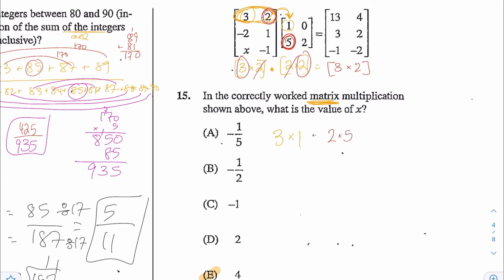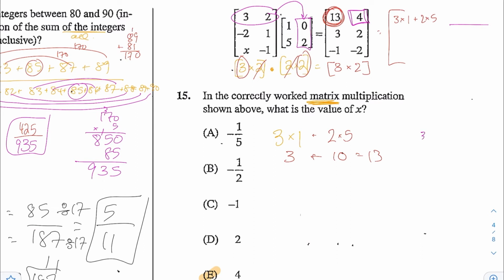So it's really just multiplying and adding. And that's 3 plus 10, so you get 13. And that's where that 13 comes from. So it's 3 times 1 plus 2 times 5. All right, and then for the next number, for that 4, it's going to be 3 times 2, but now you're multiplying by 0 and 2. So this would be 3 times 0 plus 2 times 2. And that's how you get 0 plus 4, which is just 4.